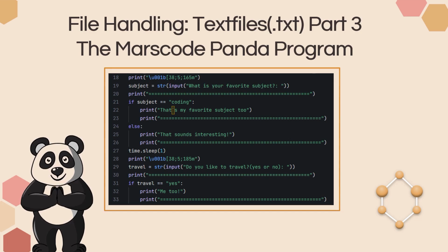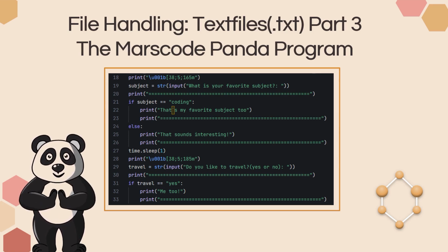Now afterwards, we're asking the user for their favorite subject. Then we have a conditional statement on lines 21 to 26. The conditional statement checks the favorite subject they're entering, and if their favorite subject is equal to coding, then the MarsCode Panda is going to reply saying, "That's my favorite subject too." If they reply something other than coding, then it's just going to say, "That sounds interesting."